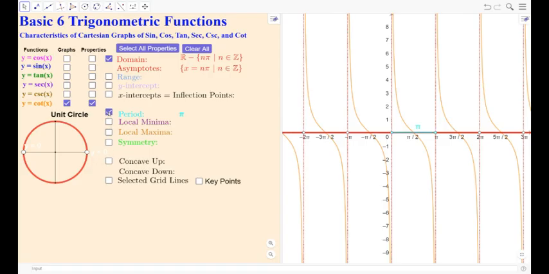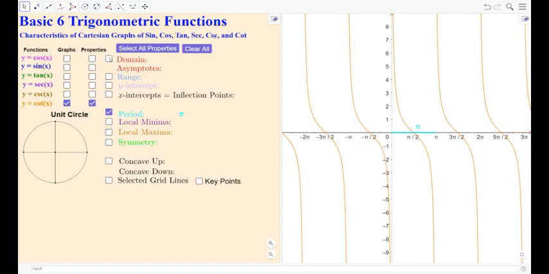The period on this, like the period on tangent, is pi. So this going from 0 to pi picks up one full piece. All the other pieces are just that piece shifted to the right by multiples of pi or to the left by multiples of pi.